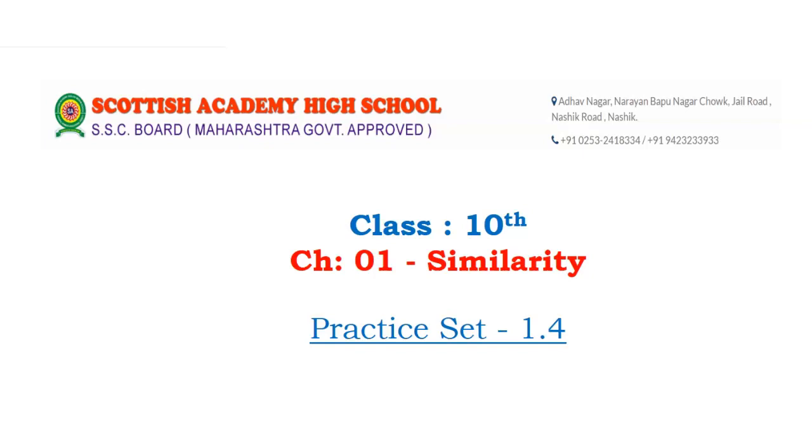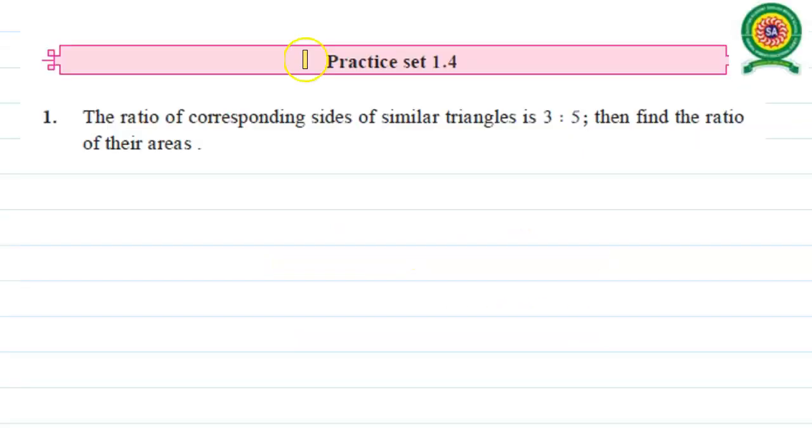Hello everyone. In this lecture we are going to discuss a 10th class topic, chapter number 1, Similarity, practice set 1.4. Look at the first question, practice set 1.4. We have the ratio of corresponding sides of similar triangles as 3:5. Then find the ratio of their areas.